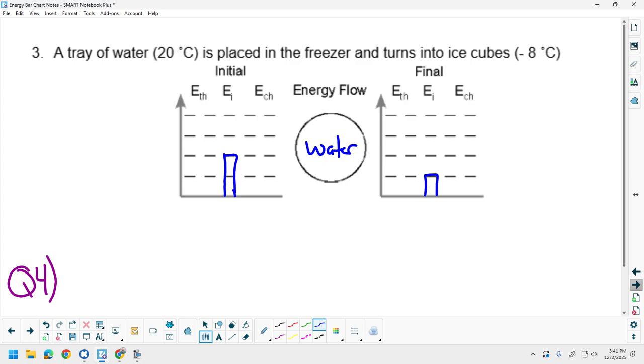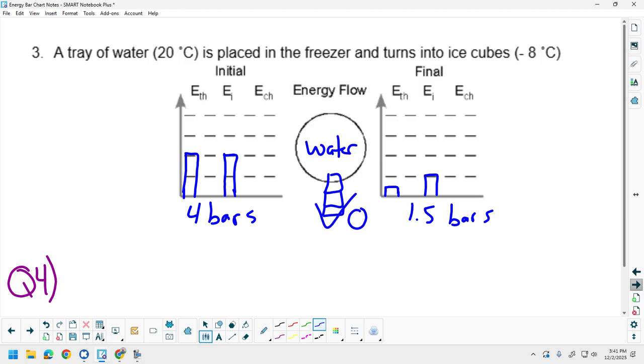Room temperature, I'm going to put 2 bars for my thermal energy. Again, I'm just choosing that. The temperature is going to be dropping, so what am I going to do for my thermal energy? I'm going to have less. And so again, because it's getting to be so cold, I'm going to put half a bar in there. And so where we started with 4 bars, and at the end we only have 1.5 bars, that means that we lost 2.5 bars once again via heating. That energy leaves and goes into the surroundings.